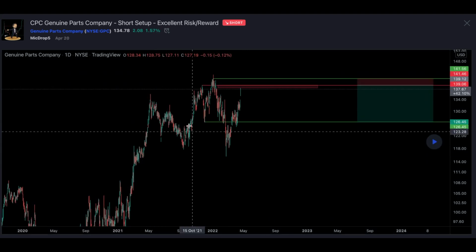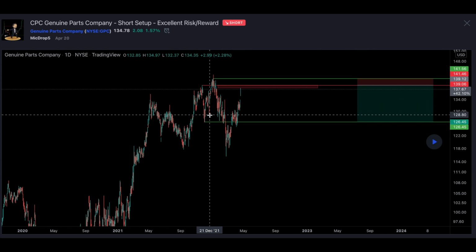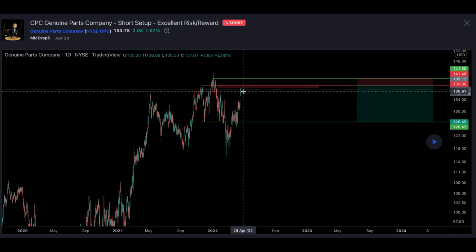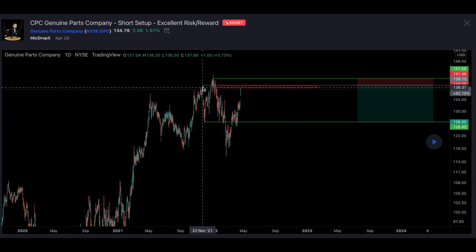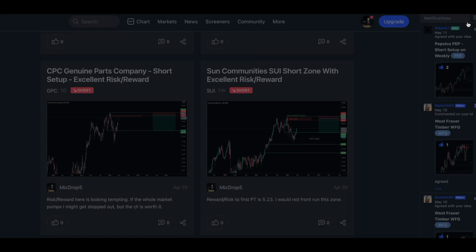This is a perfect short setup. So here's your high. Here's the move that produced the high. Did we close below it? Yes. Downtrend confirmed. And then we just look for our entry, which I was looking at right there. And this is what it did. Got my entry, almost stopped me out, but I hung in there, and now we're in profit.